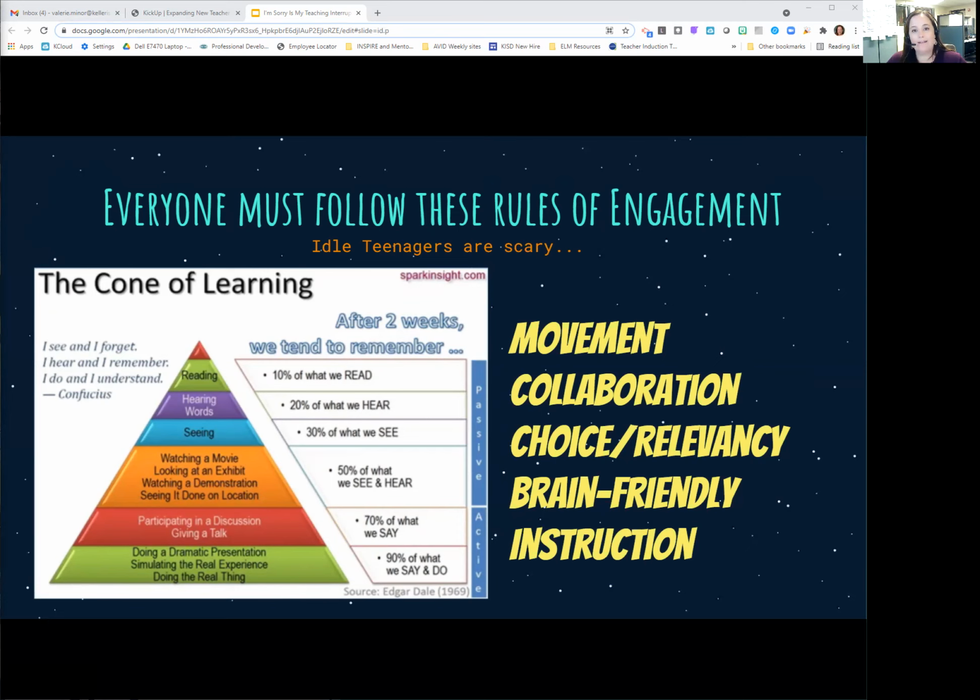Not only that, our teenagers aren't going to want to sit for 90 minutes and read, right? So maybe give them a little bit of a reading passage, and then throw in some AVID strategies to help them dig into and process that reading. But a couple of things to think about incorporating into your classroom, if you don't already, is movement.